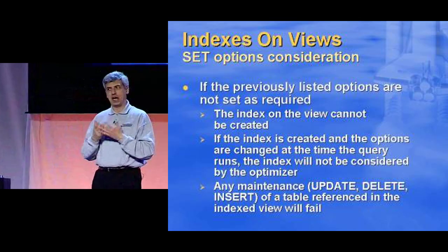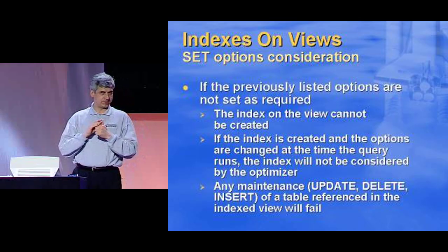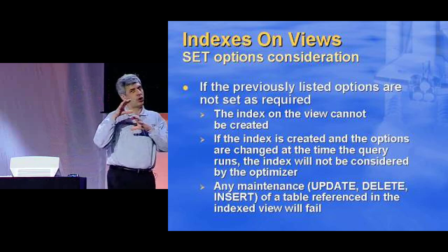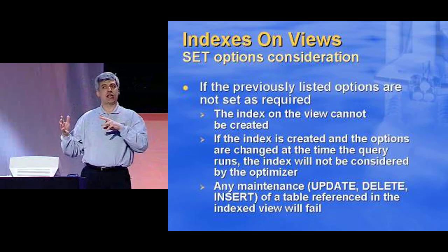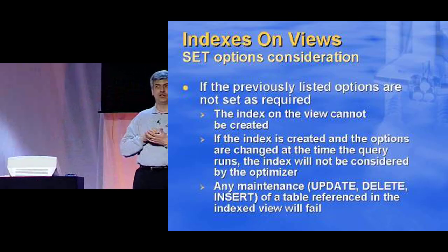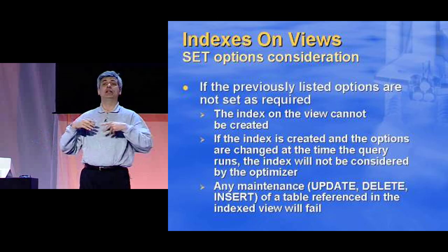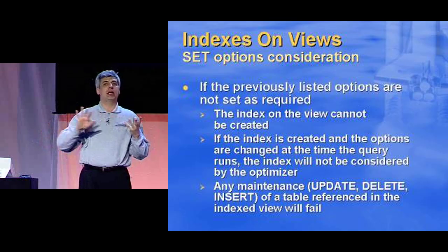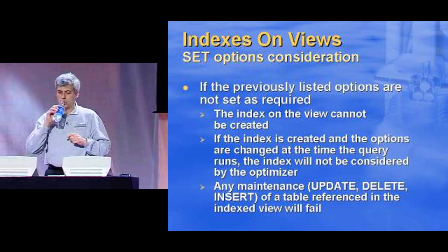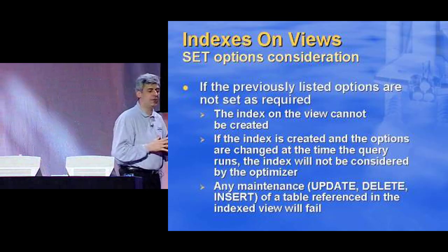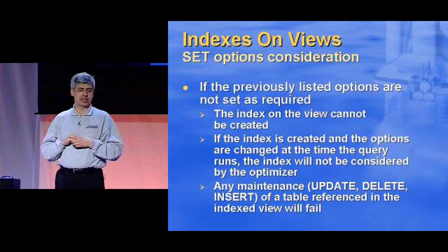If your set options are not set to the values as I showed, the index on the view cannot be created in the first place. Then what you can do is set the options correctly, create the index on the view, but then eventually change them. But if they are changed, the query optimizer is always sensitive to the set options when considering index views, because we know that if the setting is not exactly as required, I might get a different result using the index view or executing the query without touching the index view. Therefore, if the settings are not correct, then we will not use the index view. And the maintenance operations, insert, update, delete, are not allowed on the index views if the set options are not set correctly.